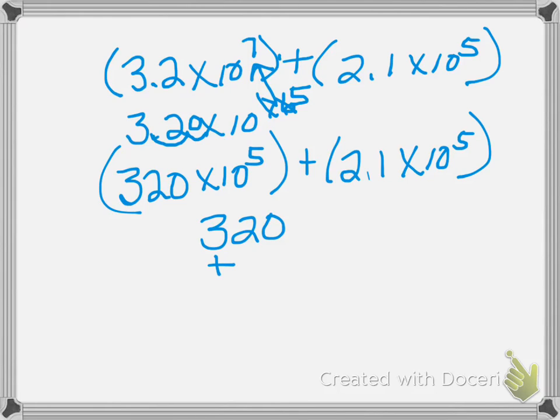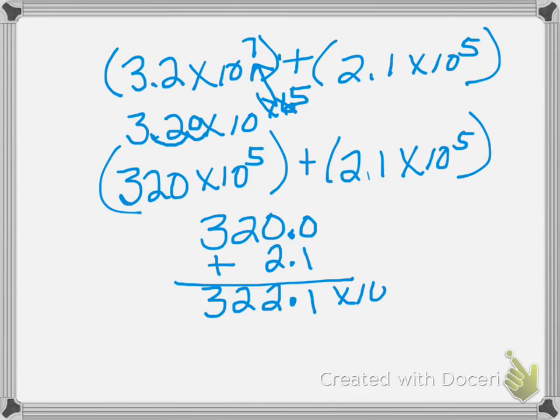320 plus 2.1. Being careful to line up the decimal. And 320, I don't see a decimal because it's at the end. So I'm going to put a 0 in as a spacer, bring my decimal down, bring down a 1, and add. 322.1, but it's times 10 to the 5th.